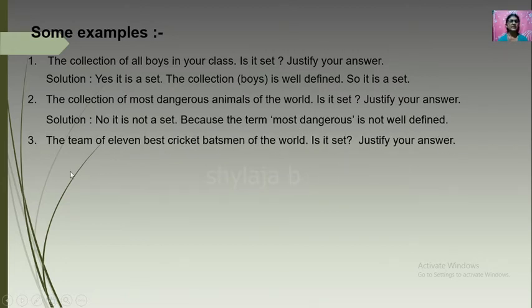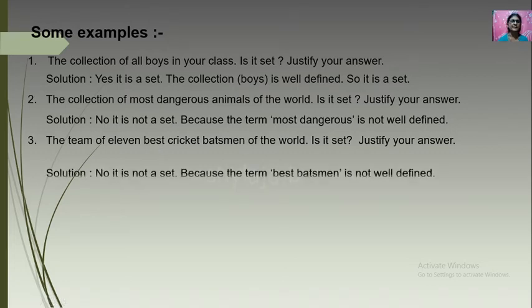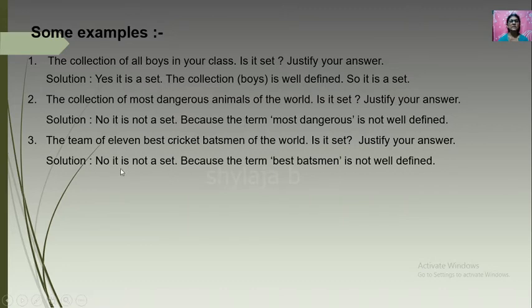Next question. The team of 11 best cricket batsmen of the world. Is it a set? Justify your answer. Read this repeatedly: best cricket batsman. How much is the best? Level of best we cannot measure. So it is not a set. No, it is not a set because the term best batsman is not well defined.